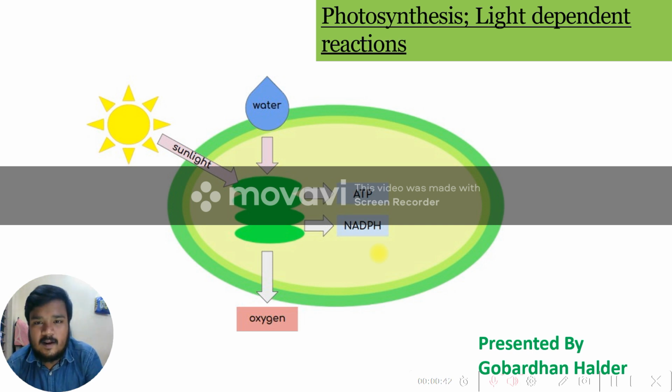Now, where exactly does photosynthesis happen? That's a pretty good question. And the answer is this organelle which is called the chloroplast. Now we will see the structure of chloroplast.